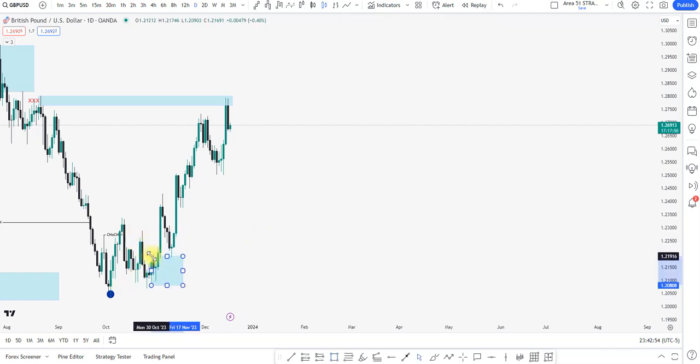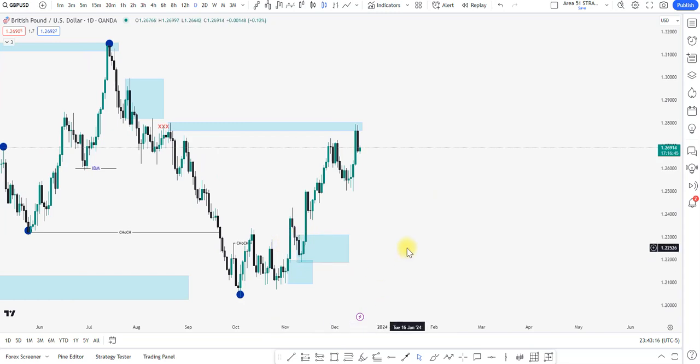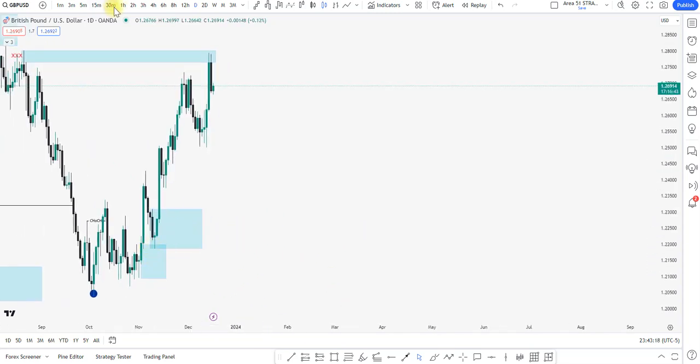So now we're going to go ahead and refine this, and this is the last pullback before the break, before this move here that caused this break of structure. We can see that price already mitigated this zone. Again, we have another area that price already mitigated, but remember, there's a hidden pullback right here that we think price might come back to.